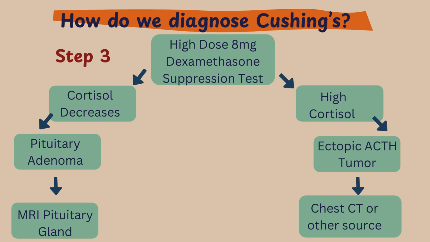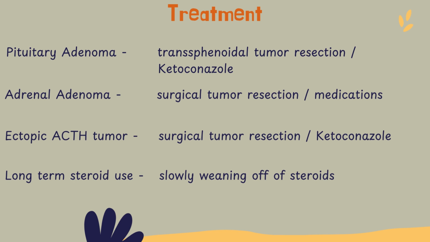This is another step where we can approach this through imaging. So we can image our pituitary gland with an MRI, or do a CT scan of the chest if we're looking for small cell lung cancer, or other imaging modalities if we're looking for an ectopic tumor to help us possibly locate the tumor.